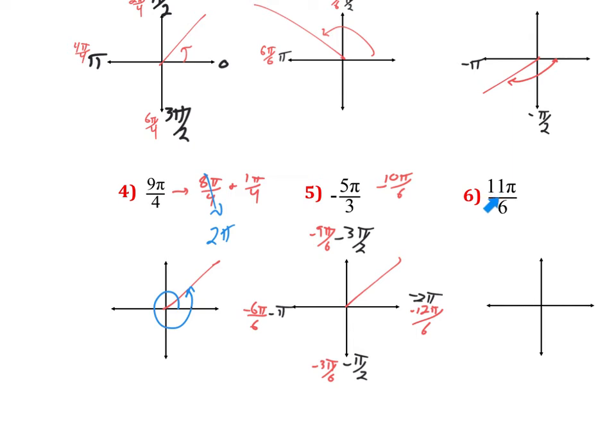Last one, I've got 11 pi over 6. Well, I'm noticing that's pretty dang close to 12 pi over 6. And 12 pi over 6 reduces to just 2 pi. So that is pretty dang close to one full revolution, but not quite all the way there.